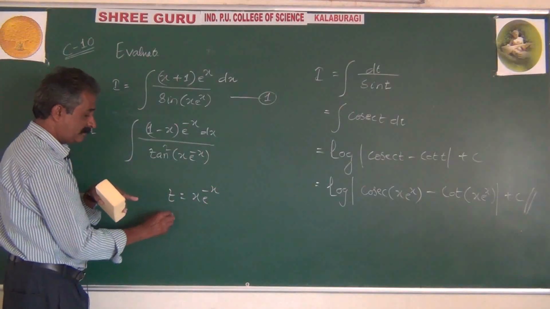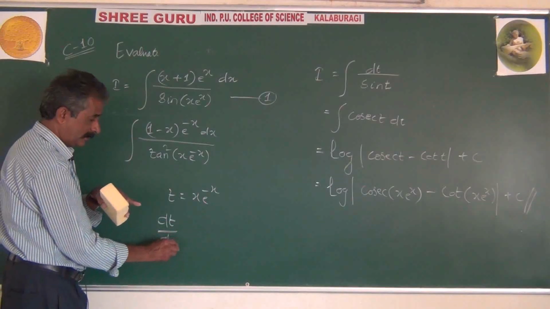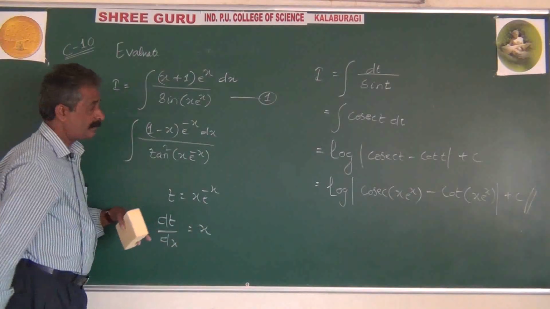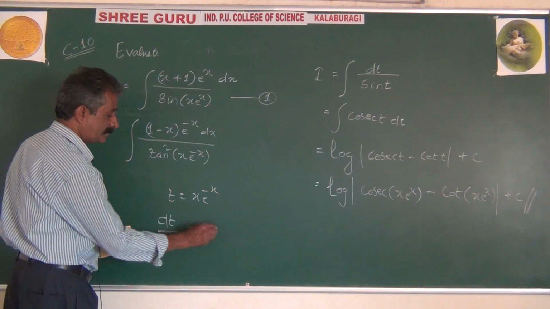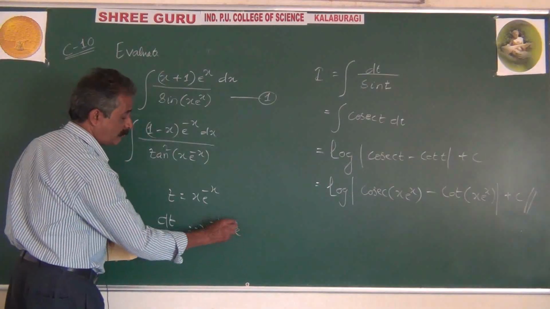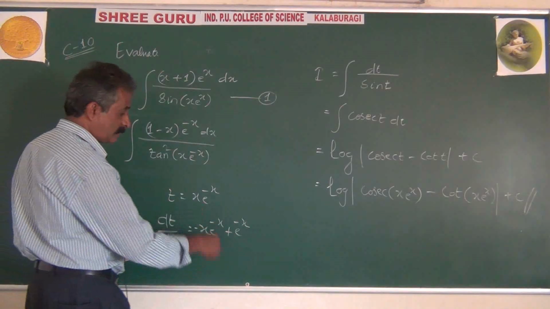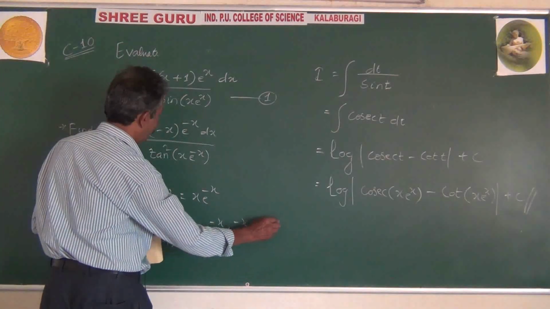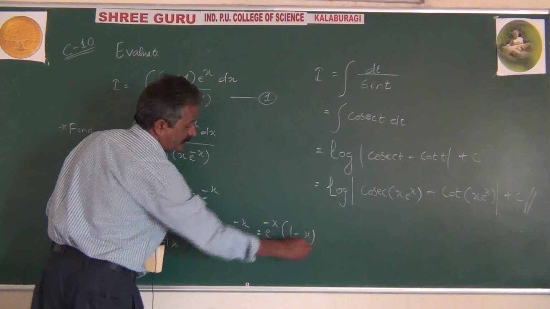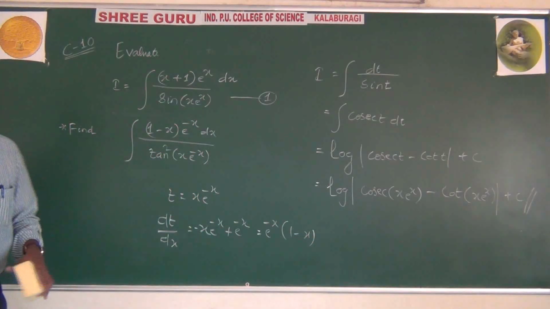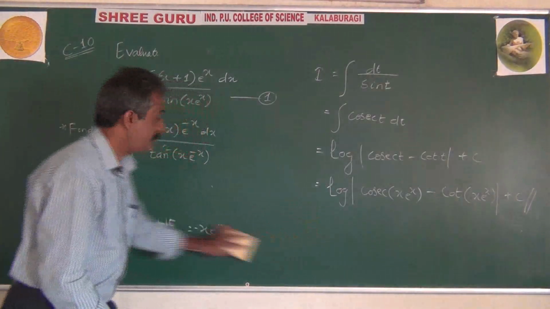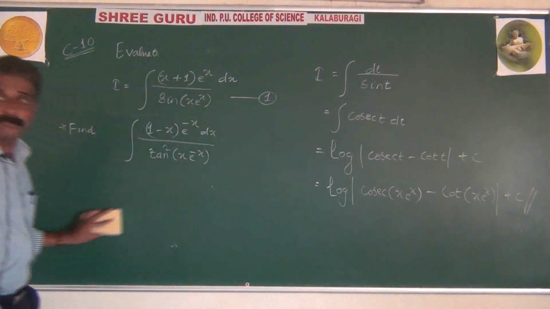differentiate: dt by dx equal to x into the differentiation of e to the power of minus x, which is minus e to the power of minus x, plus e power minus x as it is into the differentiation of x which is 1, and what is common? E power minus x. How much left? 1 minus x, exactly the same. So you put in this problem t equal to x into e power minus x.